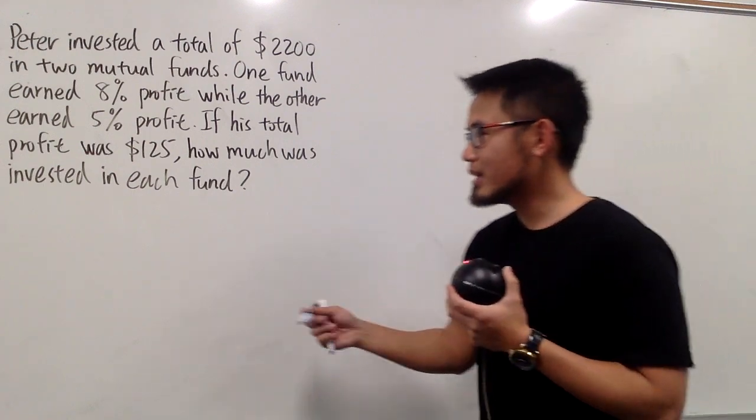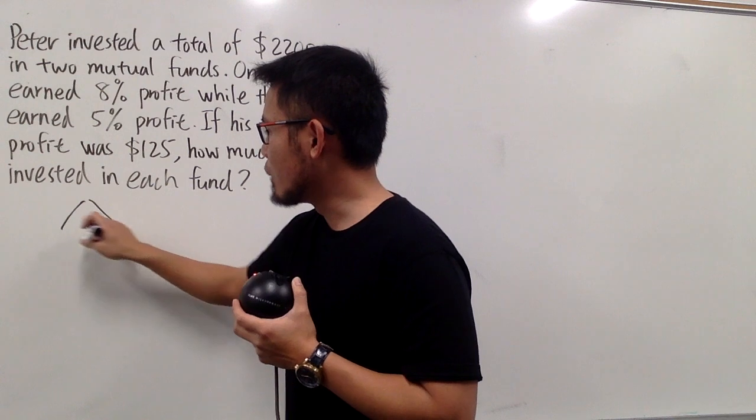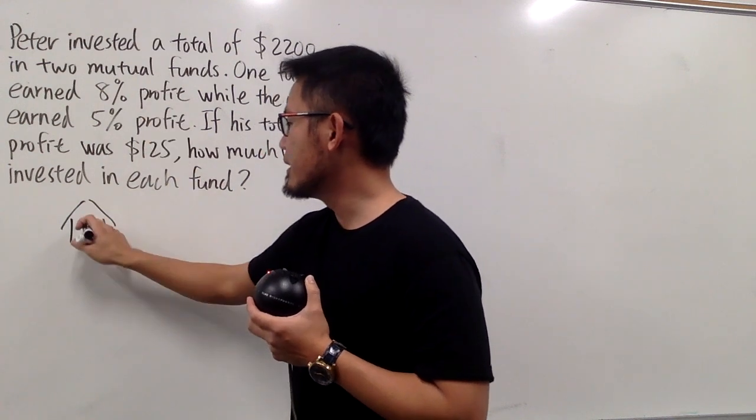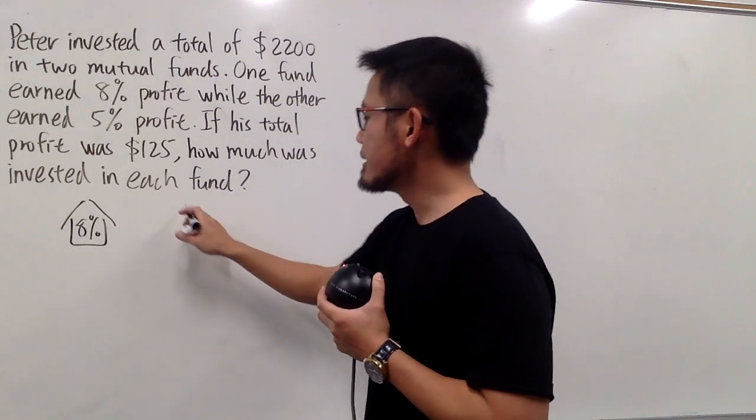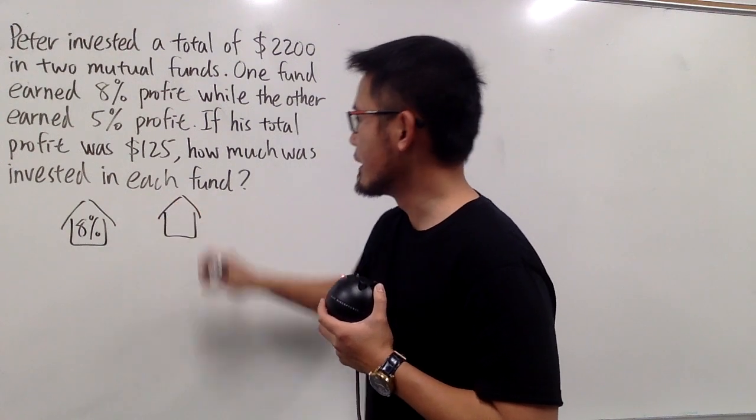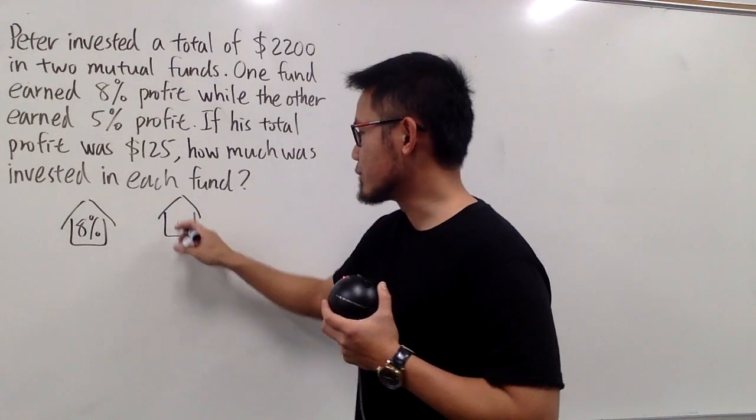So we better have a system of equations so that we can solve this, okay? And this is how you can do it. You can just imagine, okay, I have one fund like this, and this earns an 8% profit. On the other hand, we have another one that earns the 5% profit right here, okay?